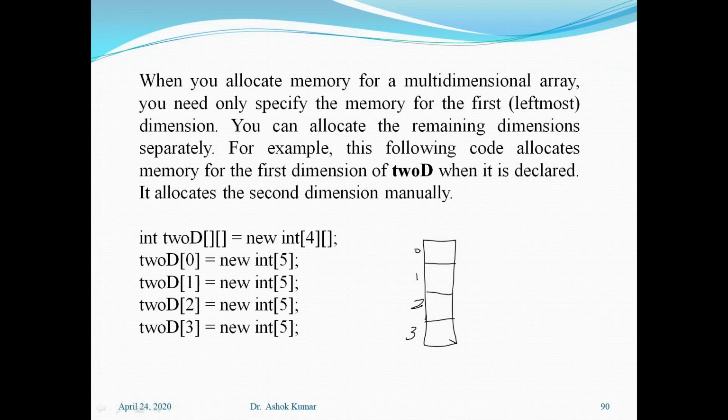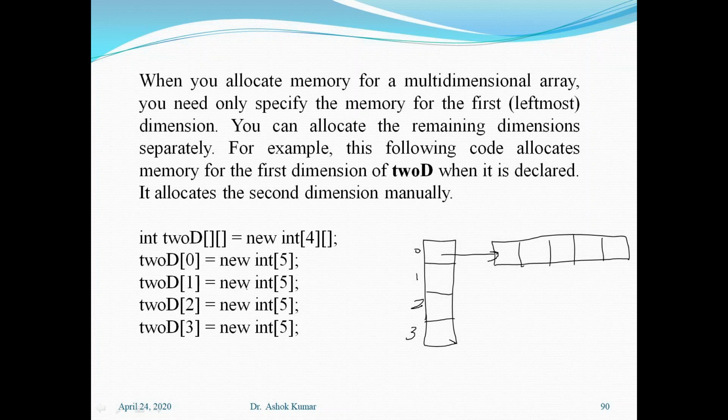Then in the next line, we are allocating memory for the 5 elements using int 5. So what will this create? This will create an array of size 5. So I'm going to represent it here through the pen. This is a 5 element array here, and the reference of this will be assigned to the first. So this is referring to the first array. So this is the case.